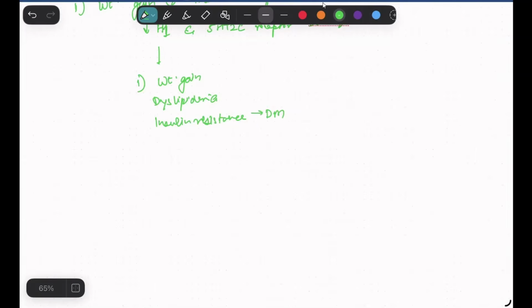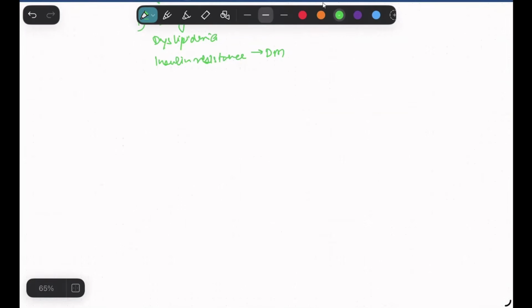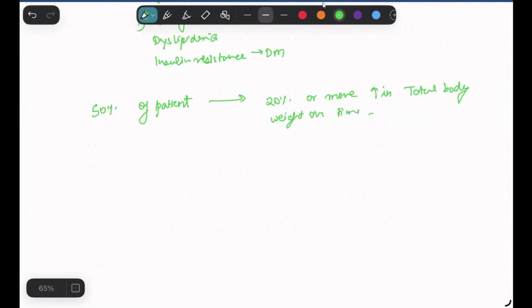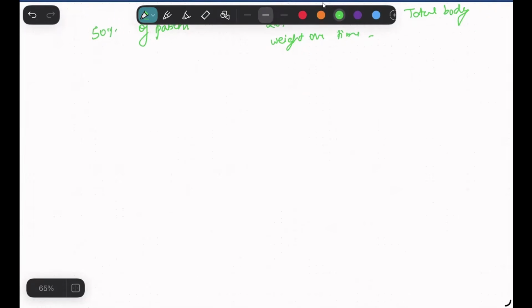An important thing you should remember is that approximately 50% of patients taking clozapine experience a 20% or more increase in total body weight over time. This is clinically very important because it affects the patient as well as compliance.